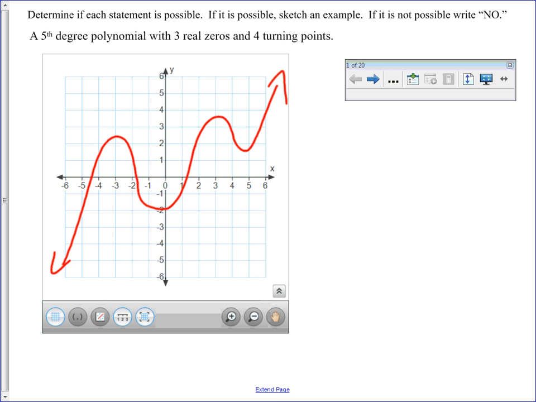So here we have 1, 2, 3, 4 turning points, and 1, 2, 3 real zeros. I could also use 2 double zeros if I wanted to, but we'll look at one of those later.